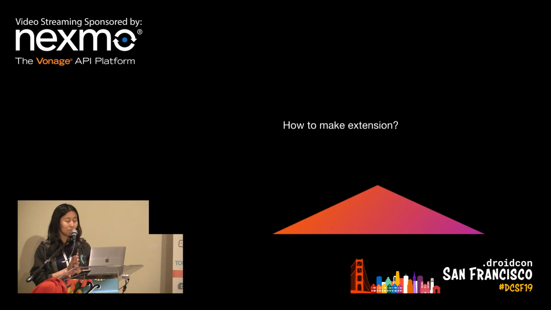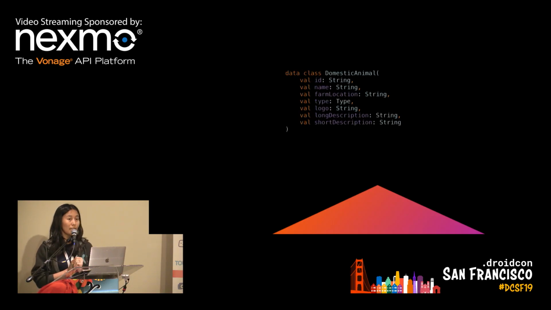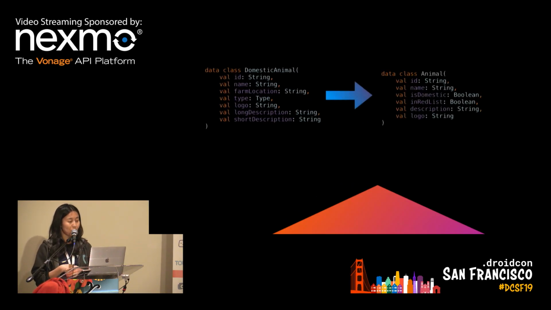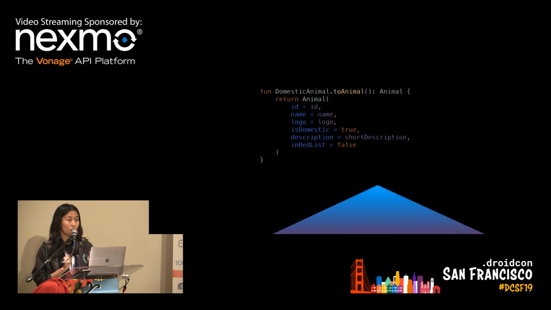How to make an extension? Let's say we have some kind of class, DomesticAnimal, and we would like to make it a regular Animal that has different parameters. When you extend DomesticAnimal to be a regular Animal, you use the receiver type, which is DomesticAnimal. You add the dot, and then the name of your extension function. In our case, it is toAnimal. And the return type will be the result that we want to see, which is Animal. And inside this lambda, you return your animal.